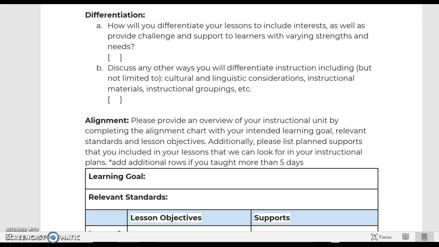And then indicator B is asking to discuss any other ways that you will differentiate instruction that are including but not limited to any cultural and linguistic considerations, instructional materials, instructional groupings. How are you differentiating when it comes to those pieces and any other pieces that you differentiate for?